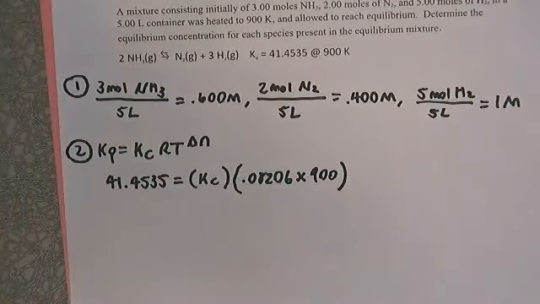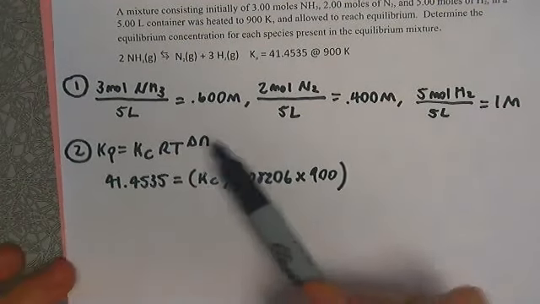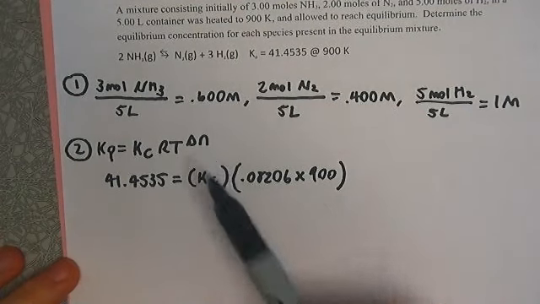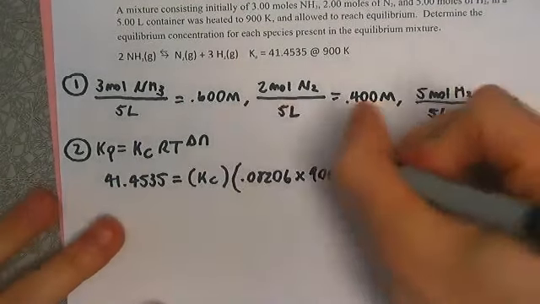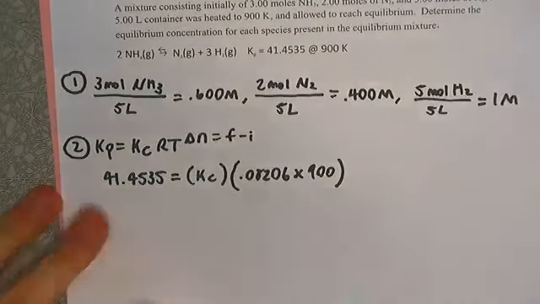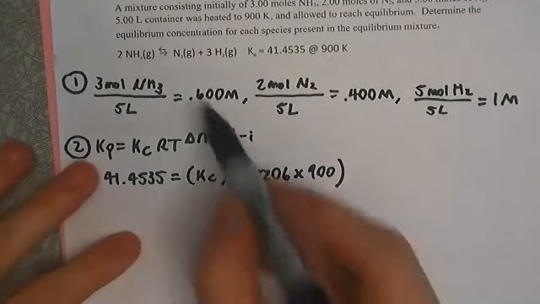Now delta n. What does delta n mean? If we think back to the ideal gas equation, PV equals nRT, what did n equal back then? n was equal to the number of moles. It's probably going to be the same thing here, right? Delta n would be the number of moles. Whenever you have a delta, it's always final minus initial. So that would be final minus initial. So products minus reactants.